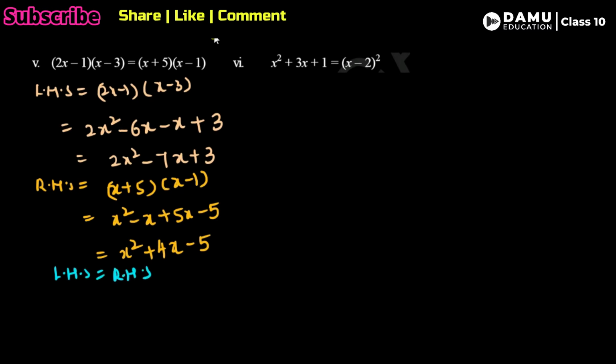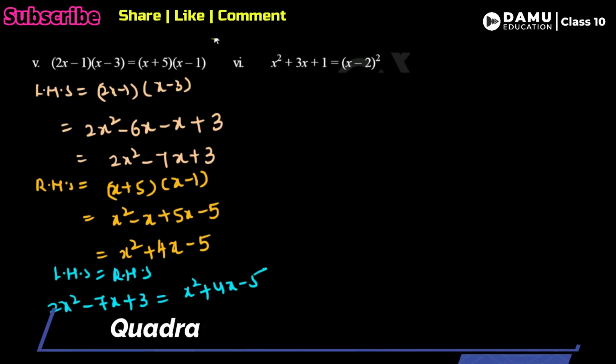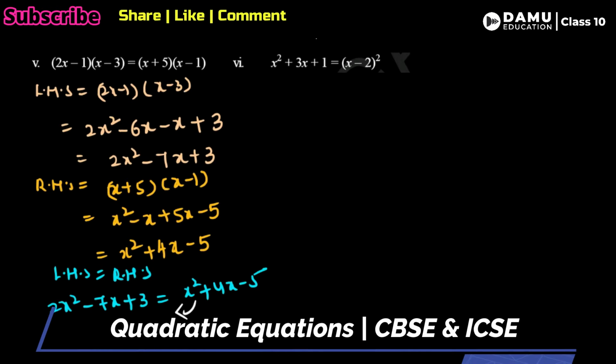Let's write both sides of the equation, left hand side equal to RHS. They have given 2x square minus 7x plus 3 equal to x square plus 4x minus 5. So shift everything from the right side to the left side. We get 2x square minus 7x plus 3 minus x square minus 4x plus 5 equal to 0. All these symbols will change.